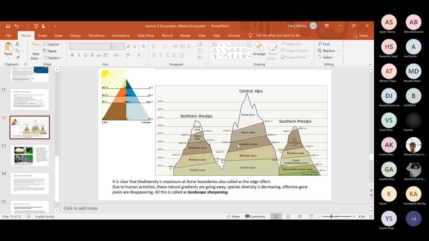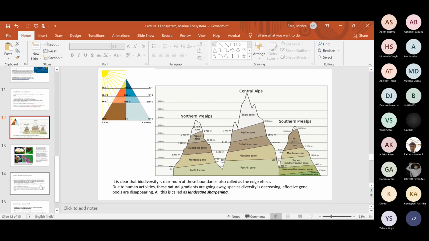So all of these will therefore be called ecotones. These sharp boundaries which you see here between 2700 meter to 3200 meter, for example, will be an ecotone. Or between 2100 meter and 2500 meter will be called an ecotone, where there is a drastic change in the temperature and in the altitude.